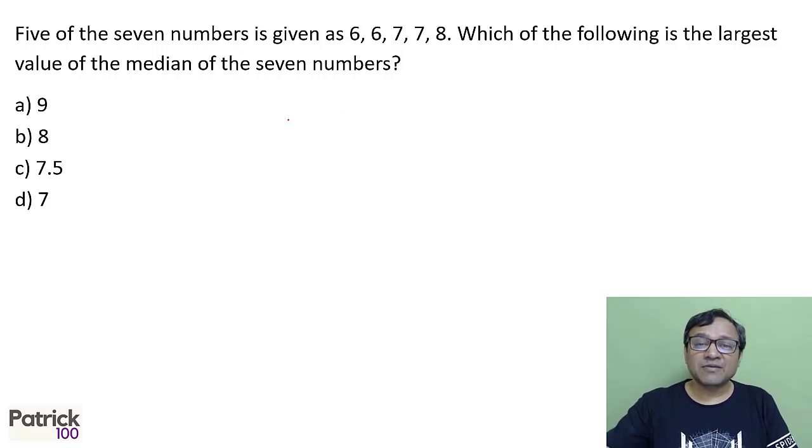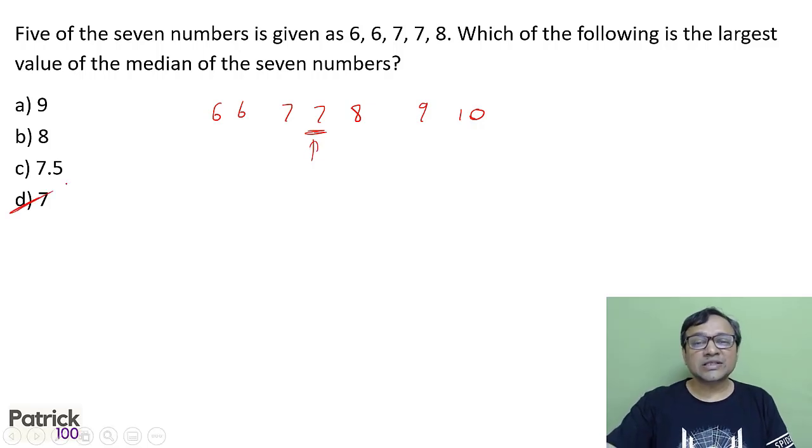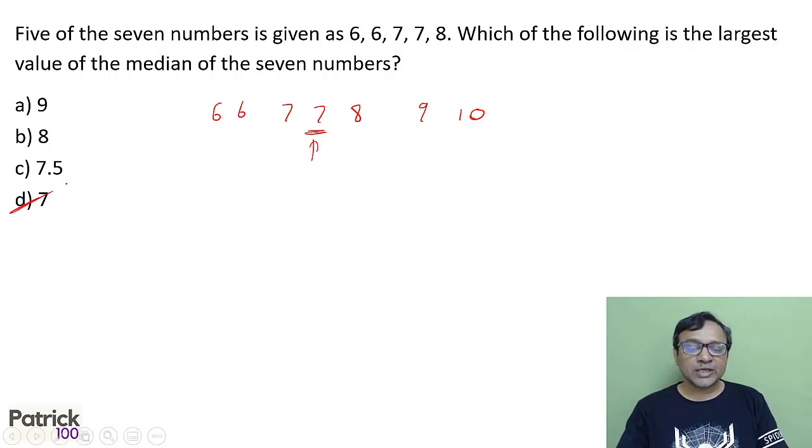5 to 7 numbers are given. Which of the following will be the largest value of median? The largest value of median, let's take the two numbers very large. Let's say 9 and 10, or much larger than that, doesn't matter. So median is a middle value. Here the middle value is 7, so median is 7. To take the largest value of the median, take the two remaining values as very large. So automatically the median will be 7. The largest value of median will be 7.